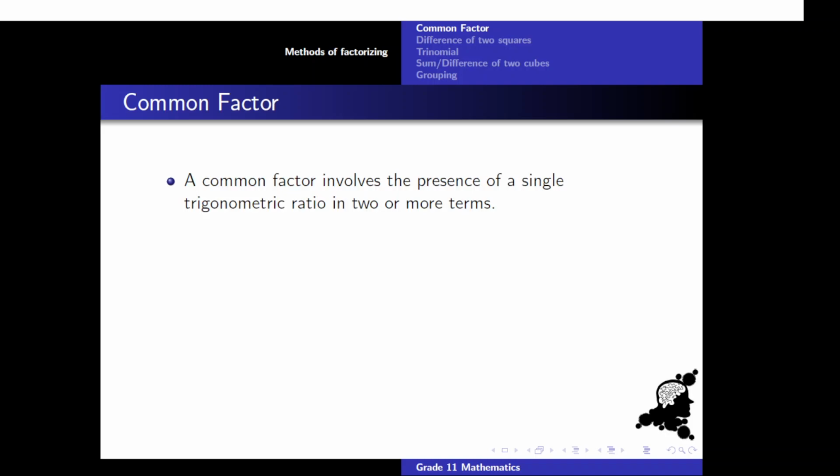So what do we know about a common factor? We have two or more terms which have a single trig ratio that's present in each of them. Now, if you look at algebra, for example, you identify the common factor by a variable which is present in every term in your expression, or a number which is a factor of every coefficient in your expression.